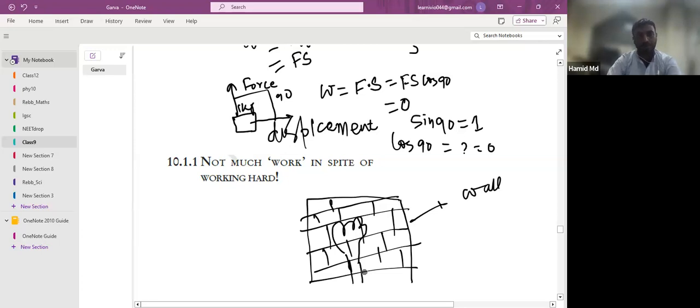Riyaz, Jabbar, will there be any work done? You are pressing a wall, right? And there is no displacement in the wall. If you press a wall, there will be no displacement at all. So if there is no displacement, displacement is zero. So force into displacement, force into zero, then work done is zero.